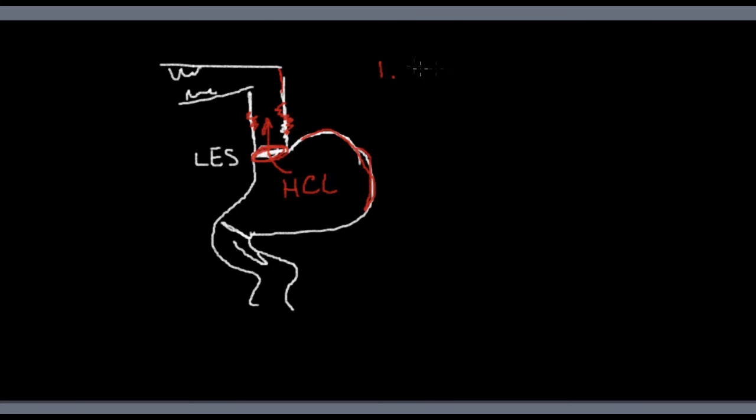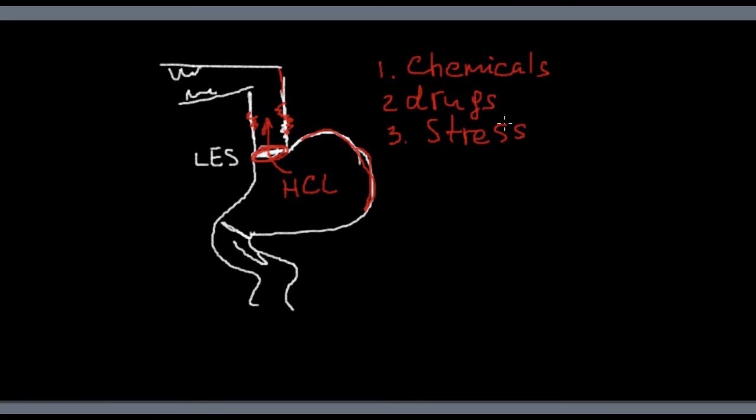For example, chemicals can create inflammation, right? Drugs can create inflammation, particularly ibuprofen and all non-steroidal anti-inflammatory drugs, also corticosteroids. Stress, we know that stress can create inflammation. Stress gastritis means the inflammation due to stress right here in the body of the stomach.